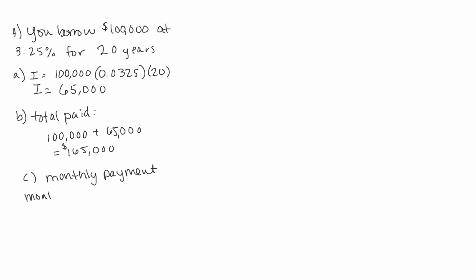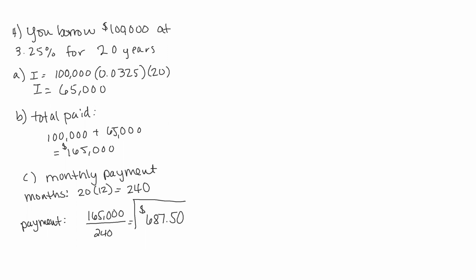Okay. Now for the monthly payment, we have 20 years to pay this back. Each of those 20 years has 12 months. So we're basically going to have to make 240 equal payments on this loan. So the payment is going to be the total paid, which is the $165,000 divided by the total number of months you have to pay back. So 165,000 divided by 240 is $687.50. There you have it.